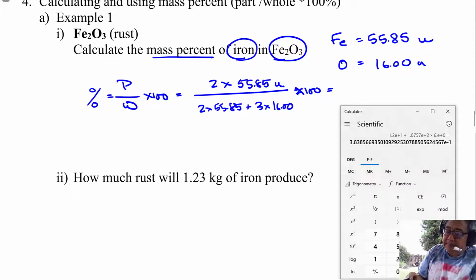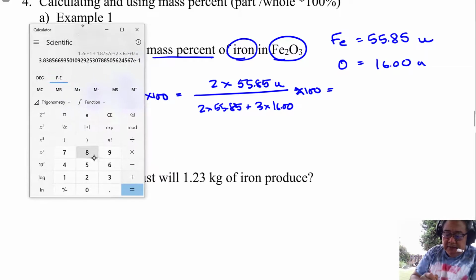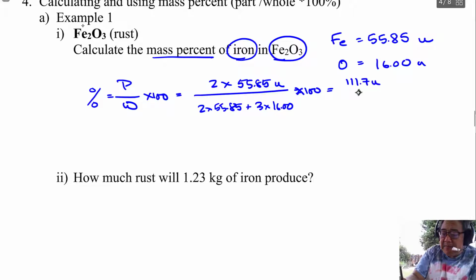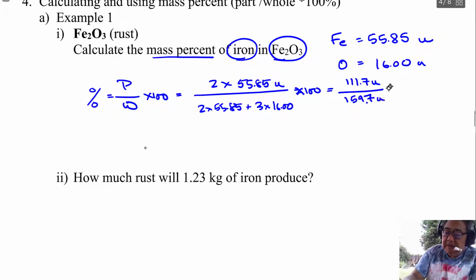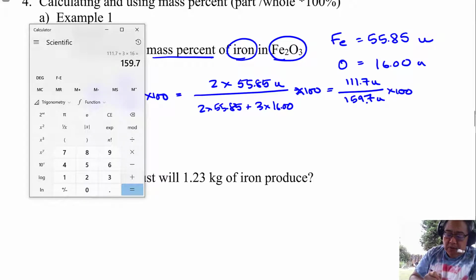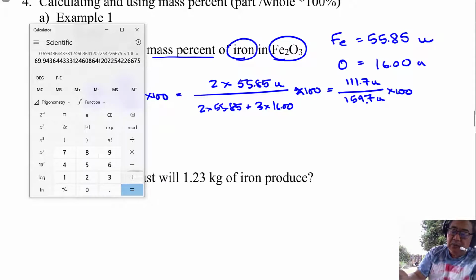So I'll pull up my calculator for that. And maybe what I'll do is I'll write the parts out. So 55.85 times 2, that's 111.7 atomic mass units, and then at the bottom I'm going to add the 55.85 to 3 times 16, and that's 159.7, and then times 100. So let's throw that in the calculator: 111.7 divided by 159.7. And then I just move the decimal twice, or I'll hit times 100, and I'll get 69.94.